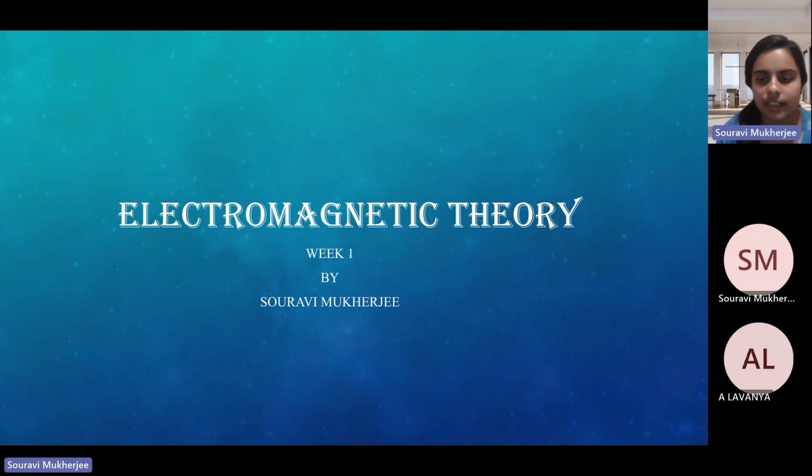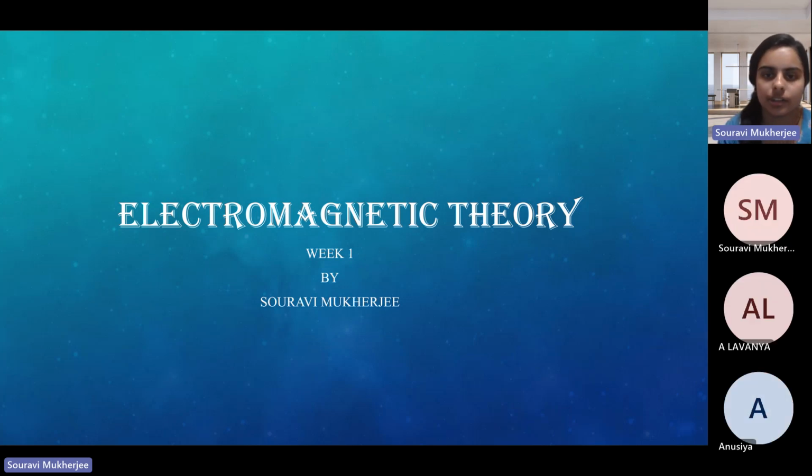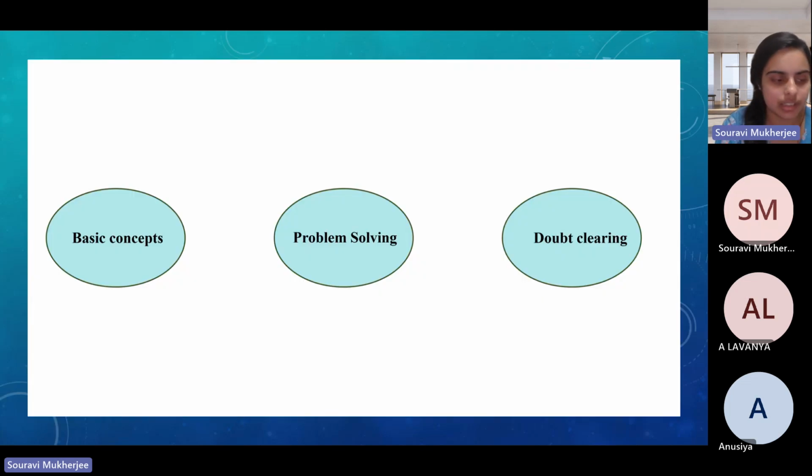So in the last class, we discussed the basics of vector algebra, where we spoke about gradient, divergence and curl, and then we started with electrostatics and the basics of how we can define the electric field. So today will be a continuation of the last class. This should be week 2. To start with, we'll discuss some of the basic concepts, some theory, and then we will try to solve some questions. And if you have some doubts, we'll try to clear them.